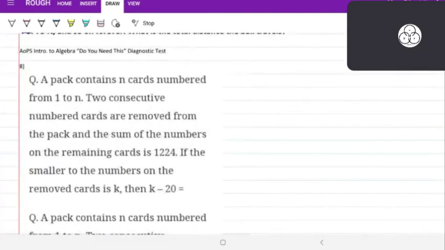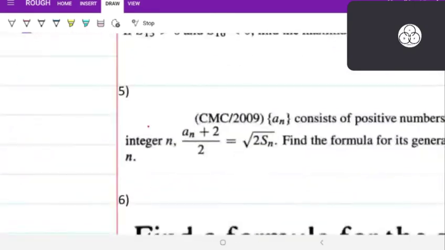Now this is a very good question from JEE.